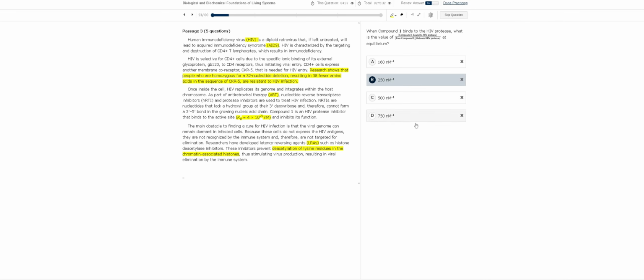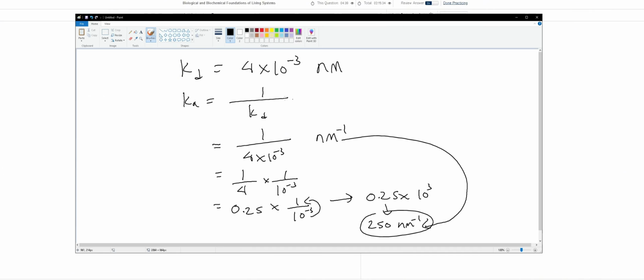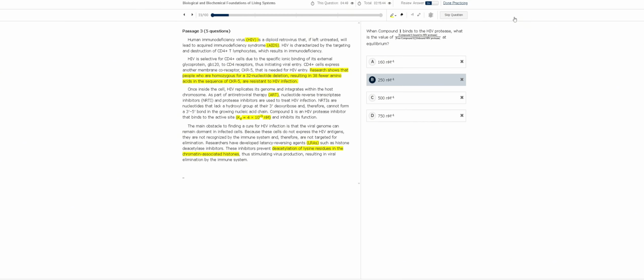And so again, just to recap, remember that the KD of dissociation is the opposite of the constant of association and vice versa. This is something you should be familiar with for the MCAT, and that's the way you can solve this problem. And that is question number 4.